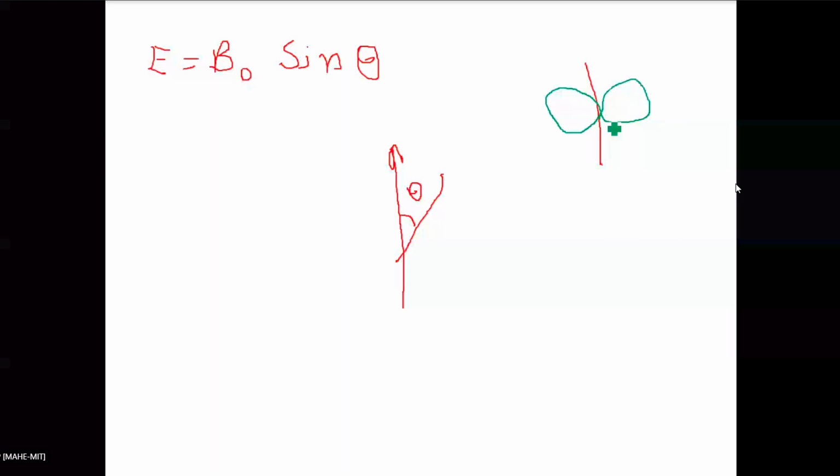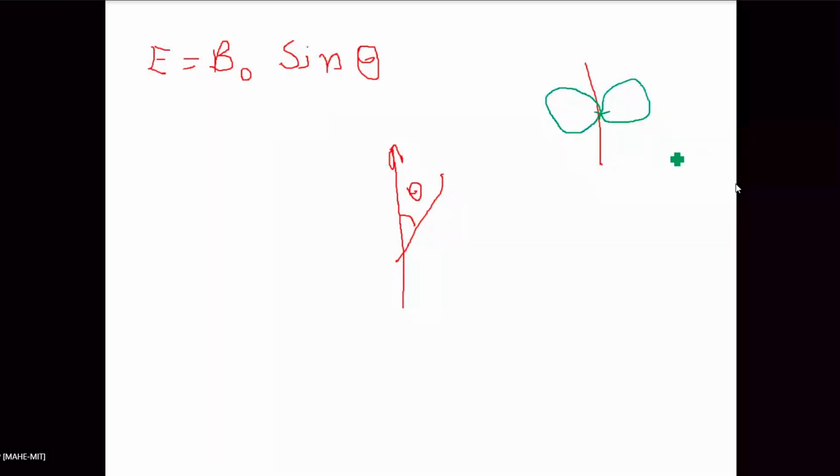Have you understood? At theta equal to 0, sin theta is 0. So let us say this is the origin. I'll just draw a line here. At theta equal to 0, sin theta is 0. At theta equal to 90 degrees, it is maximum. And at 180 degrees again it is 0. So this is the pattern for sin theta. Do you get it?